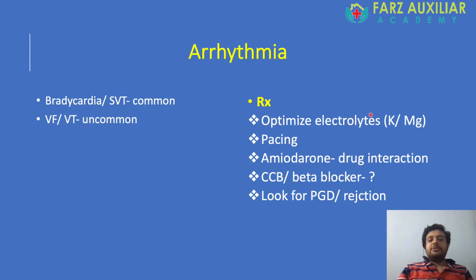So regarding the management of arrhythmias, the first thing is the optimization of the electrolytes, particularly potassium and magnesium. Pacing is mostly routinely done. Amiodarone can be used in refractory cases, but whenever amiodarone is used, you should remember the drug interaction, particularly with the calcineurin inhibitors. So amiodarone is not usually the preferred agent, but if it is required, you should remember the drug interaction.